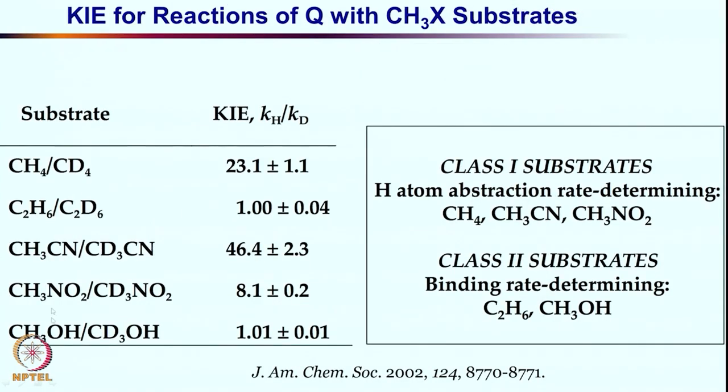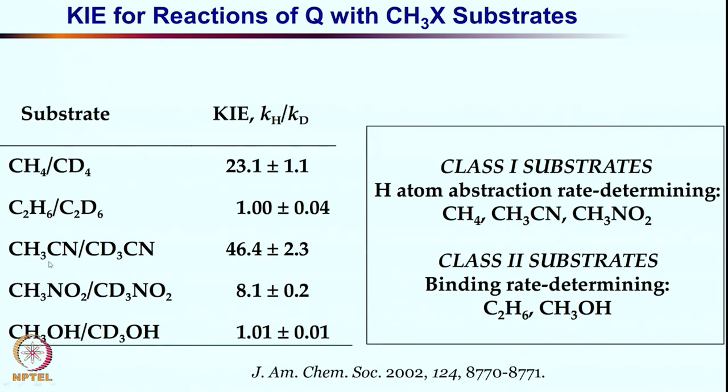Overall, many different substrates are studied. And this remains quite interesting. For methane, as you see, it is nearly 23.1 plus or minus 1.1. This is the kinetic isotope effect value for CH4 and CD4. The CH bond breaking is rate limiting and therefore there is a huge kinetic isotope effect. For CH3NO2 and CD3NO2, once again there is a large kinetic isotope effect, not as large as CH4 and CD4, but still high. This is showing that once again both for methane and nitromethane, CH bond breaking is the rate limiting step.